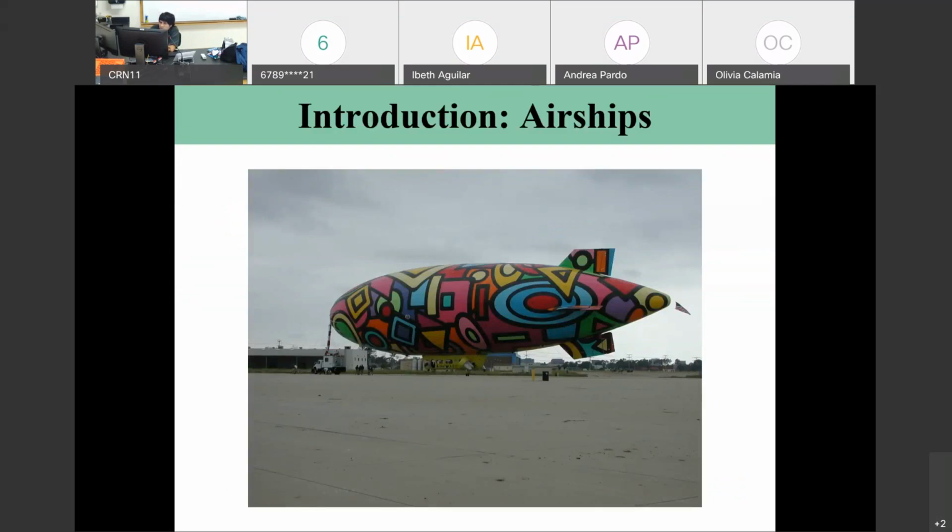So just as you can see there, you have a Zeppelin, right? And the most famous one, the Hindenburg from 1937, the one that crashed, remember, that was on fire.